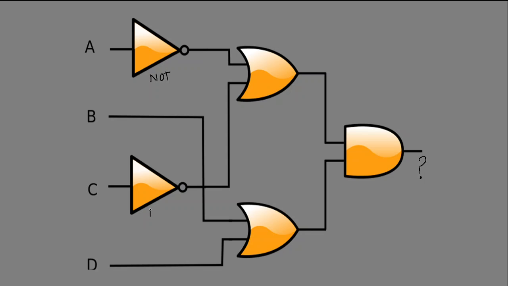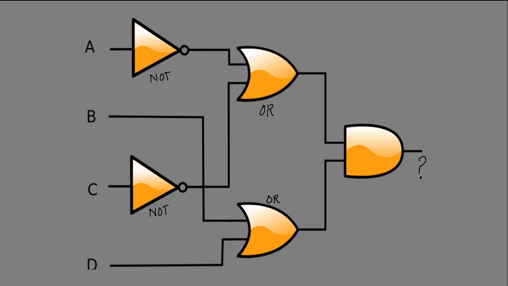This is also a NOT gate. This is an OR gate, and this is also an OR gate. Now these two OR gates are receiving inputs. This OR gate number 1 has received input through these NOT gates.